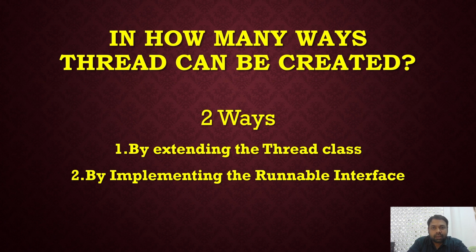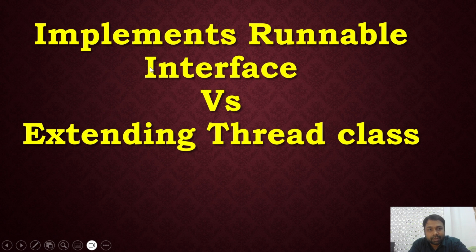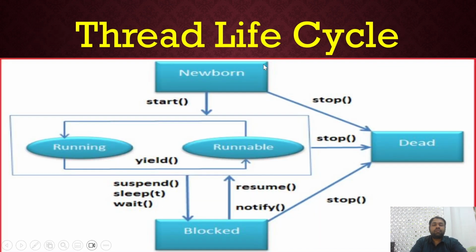After that, in how many ways can you create a thread? I have explained by extending the Thread class, and the second one is by implementing the Runnable interface. Out of these two ways, which one is better? Implementing the Runnable interface. And after that, now we have to see the life cycle of a thread.